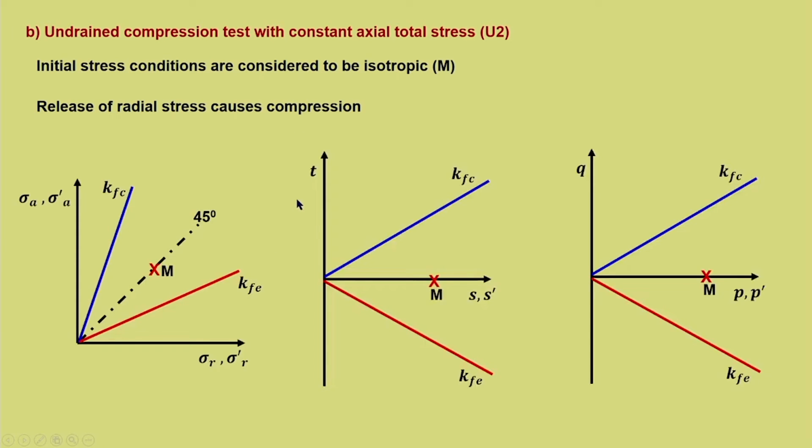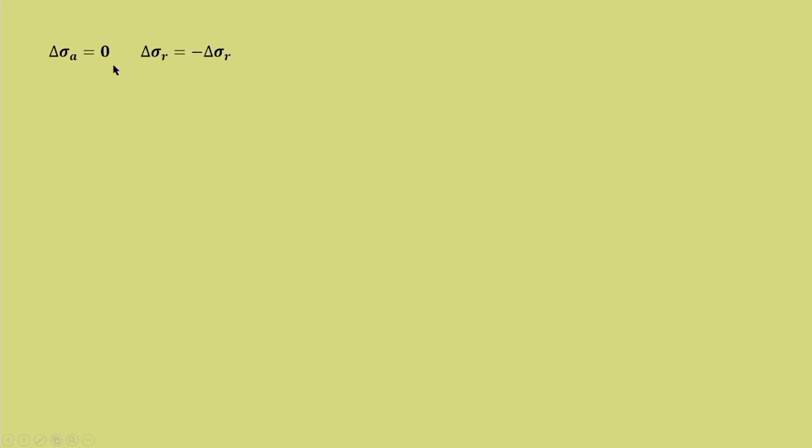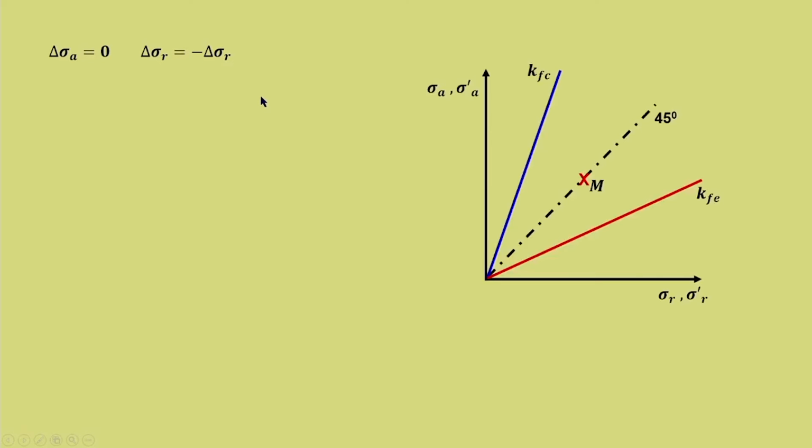Again the starting point remains the same. So, delta sigma A is equal to 0 and delta sigma R is equal to minus delta sigma R. Why? Because it is a release. So, we know that TSP is the same as that of the drained stress path, and that is for constant sigma A, with sigma R reducing. So, it goes and meets the failure line. Let us presume in this particular case that there is no initial pore water pressure. So, U naught is equal to 0. What is the implication of this statement?